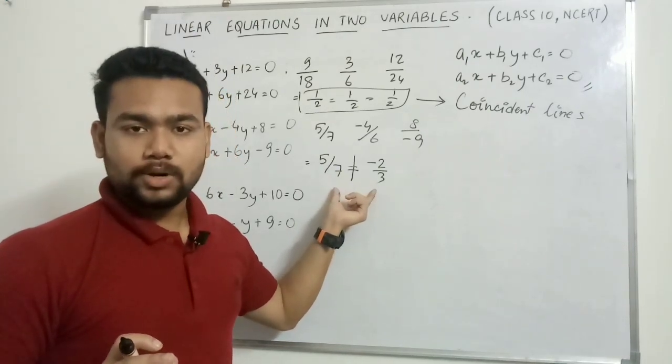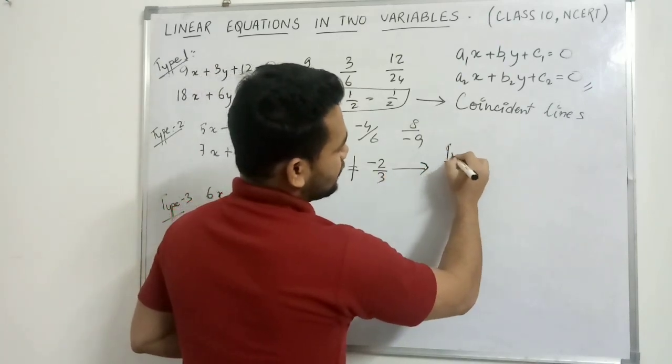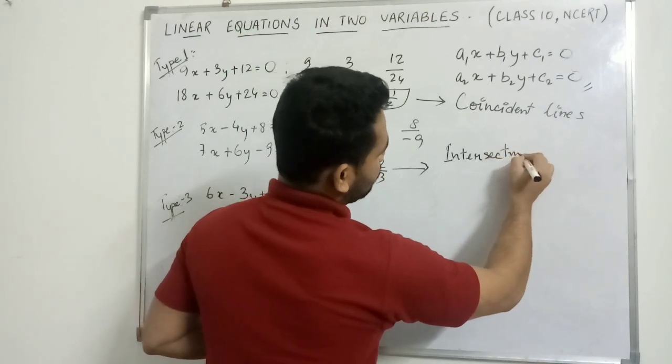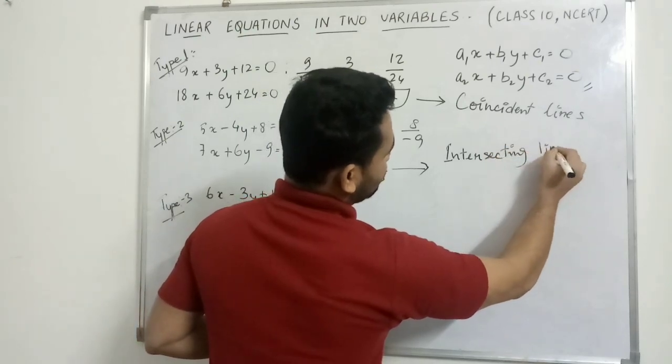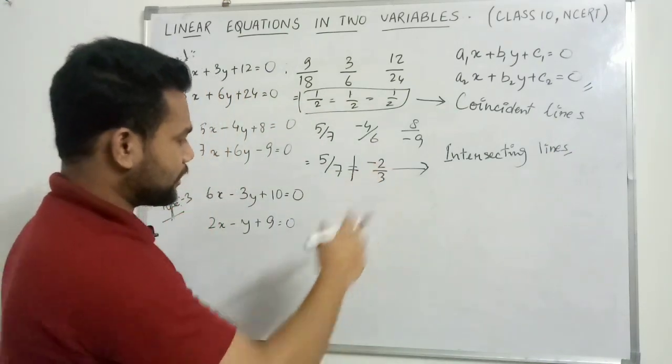This type of lines are known as intersecting lines. Intersecting lines. This type of lines are known as intersecting lines.